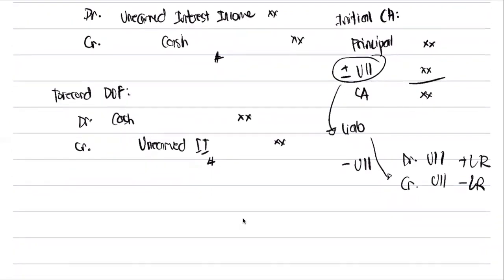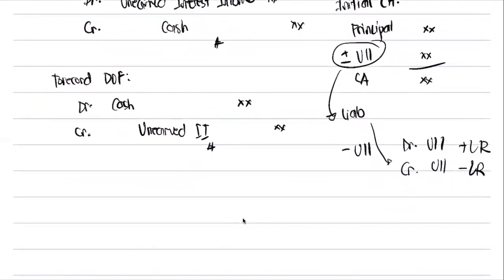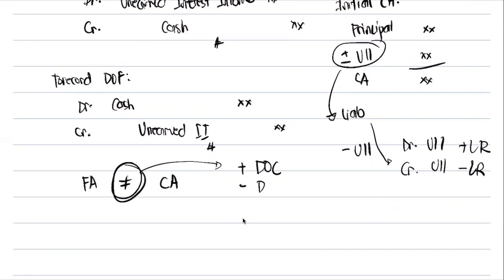Now, we look at the effect of the difference between your face amount and your carrying amount. Why is there a difference? This is because we need to increase the face amount by the direct origination costs and reduce it by the direct origination fees. The face amount is known as your principal amount. The carrying amount is equal to your principal plus direct origination costs less direct origination fees. Therefore, there is a difference between your face amount and carrying amount.